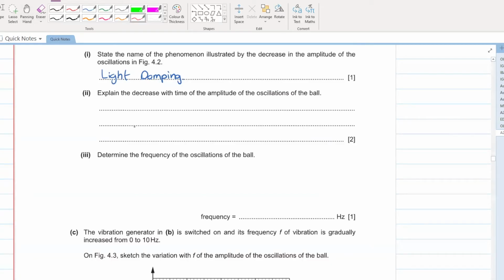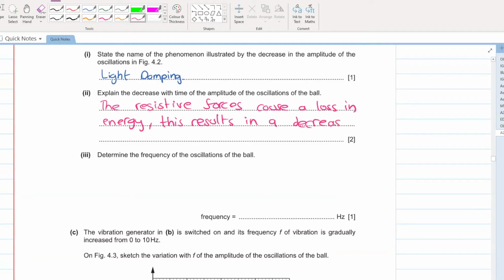So you can write it like this: the resistive forces cause a loss in energy. This results in a decrease in amplitude.